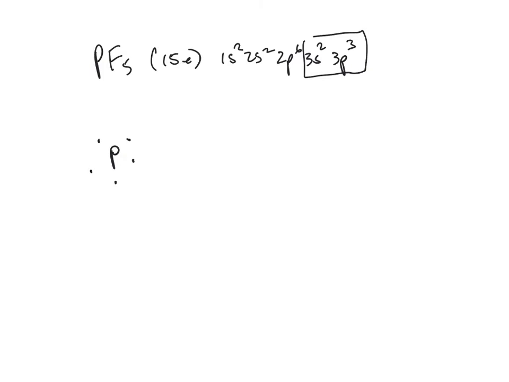Then there's 5 fluorines. Each one has 1 electron that makes the bond. And then there's all these lone pair electrons as well, 6 for each fluorine.